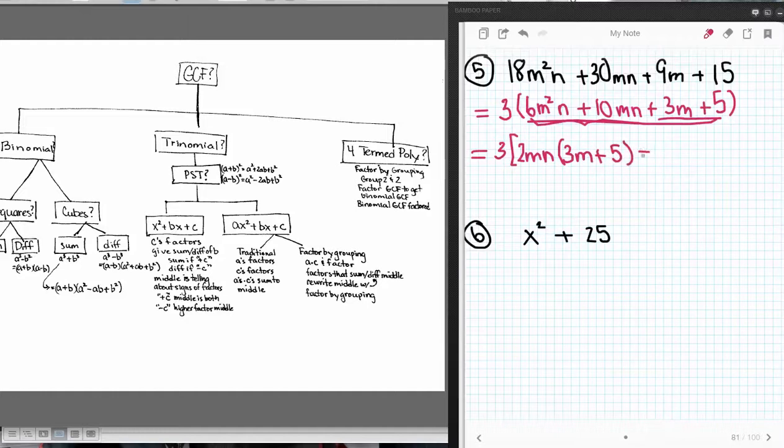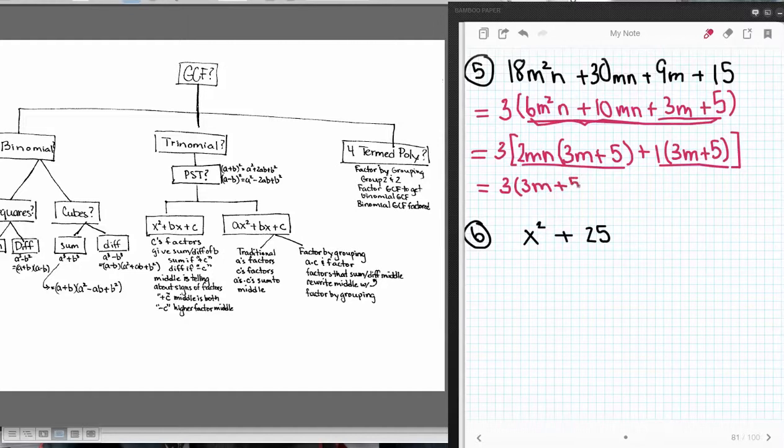And then from the second 2, I can't take anything, so I'm just going to write that as 1 times 3m plus 5. And then once I have a 2-term polynomial, there's 2 terms, one there and one there, I can see that I have a GCF in each of those terms. So I'm going to write my GCF that I started with, and then I'm going to write my GCF 3m plus 5.